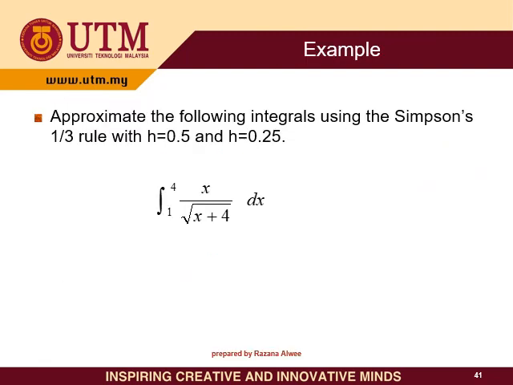Okay, now let's look at the example. They ask us to approximate the following integrals using Simpson's 1/3 rule, with h 0.5 and h 0.25, exactly the same equation as before. They also give us the f(x). They can also give you a table instead of the f(x). It depends on the question.